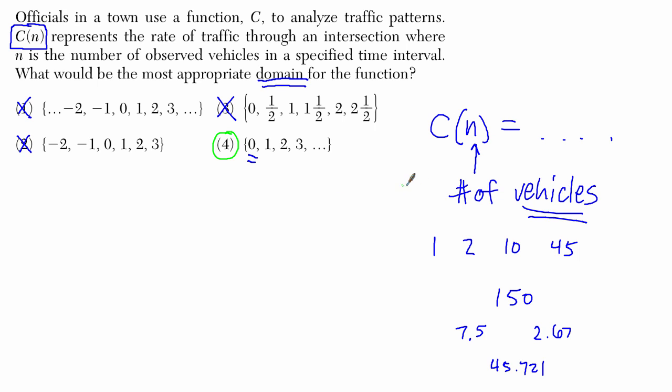So with a problem like this, if we're talking about a function, but the variable represents something that is only countable with whole numbers, that tells you something about the domain. The domain is what values n could take on. It basically tells you it has to be all whole numbers and not negatives either.